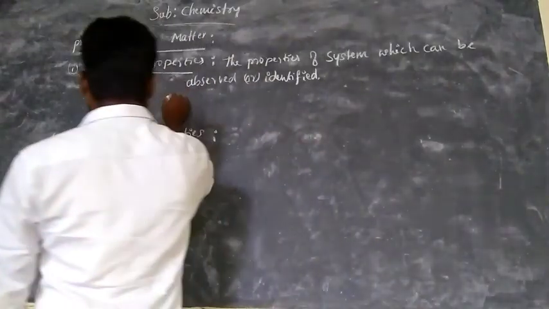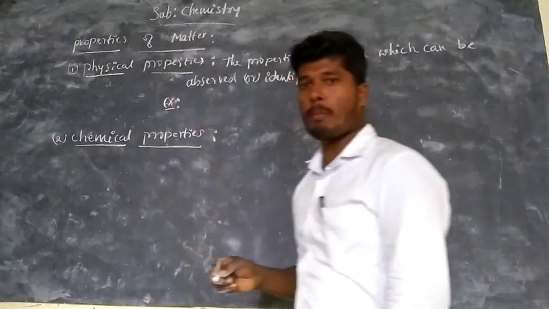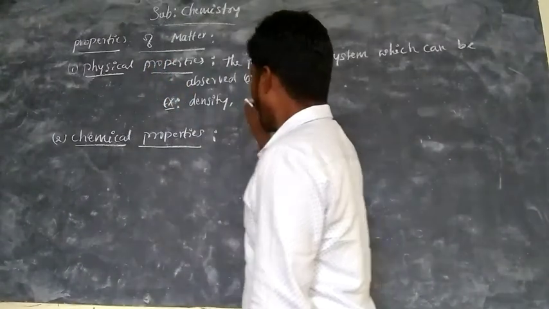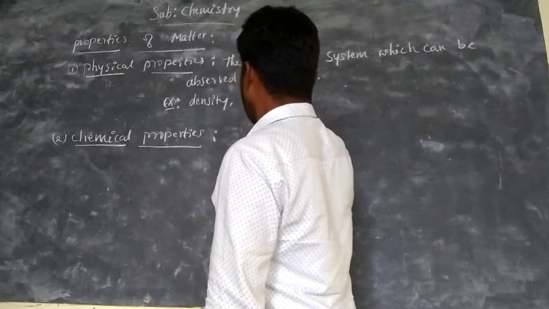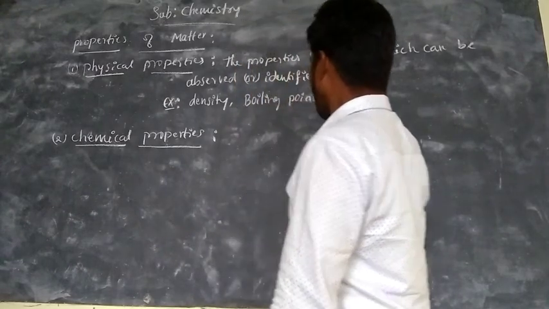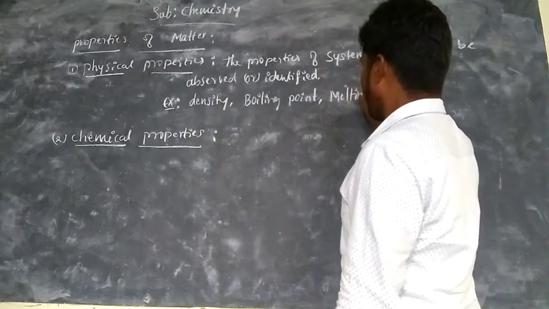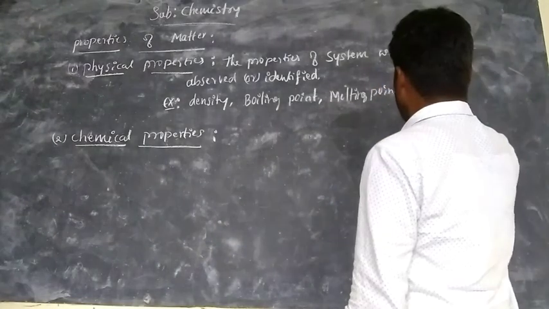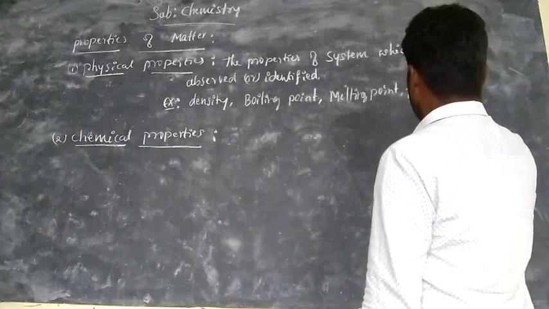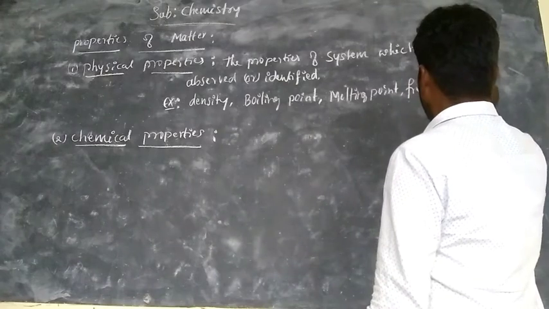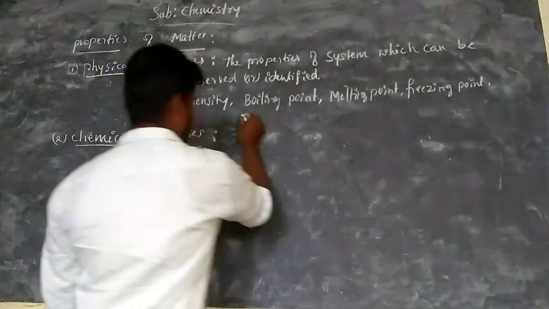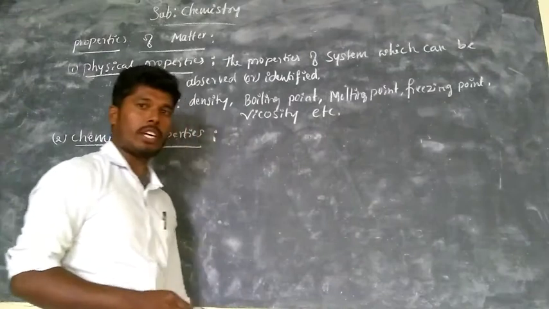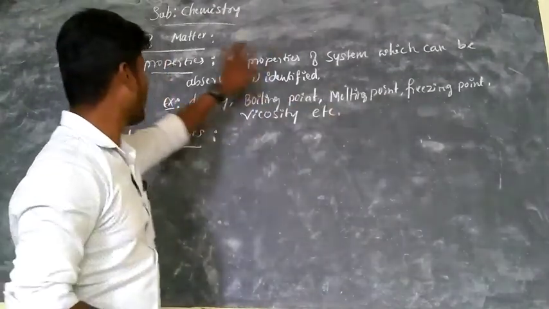Now, examples for physical properties are: take density, boiling point, melting point, or take freezing point, viscosity, surface tension, etc. All these are the best examples for physical properties.